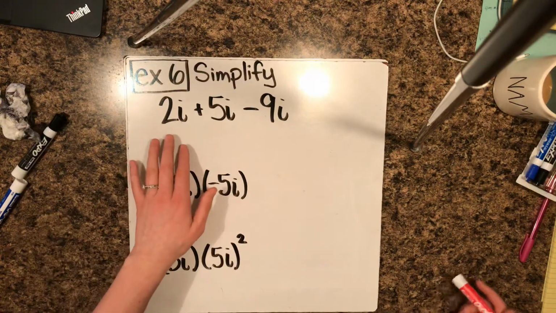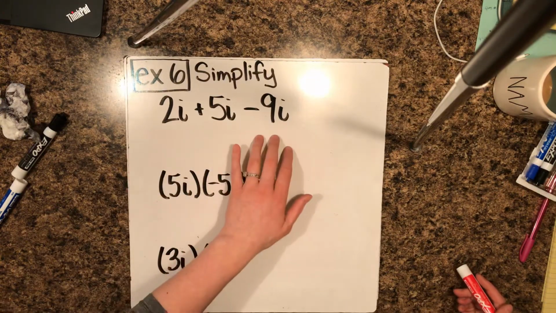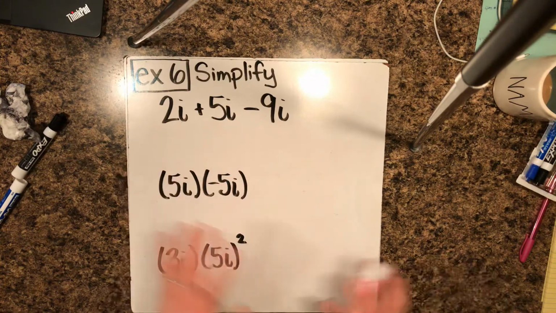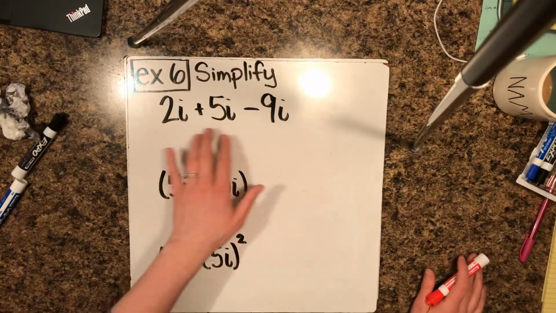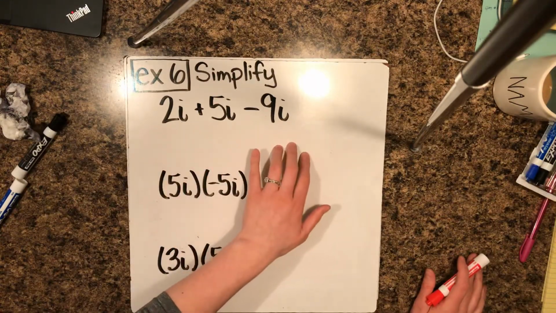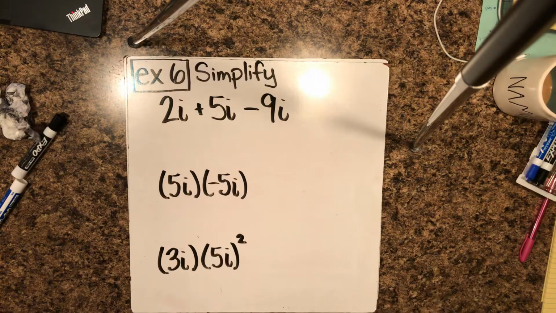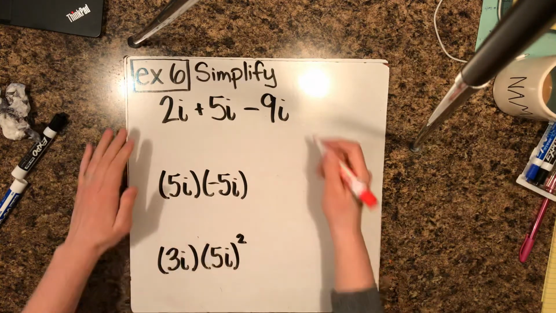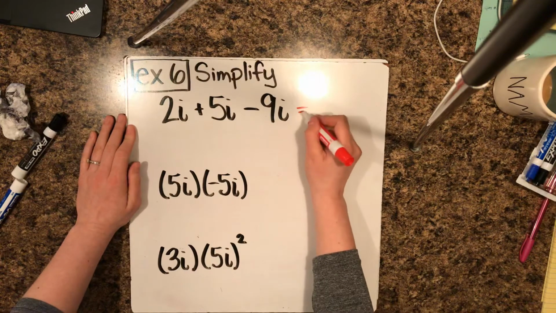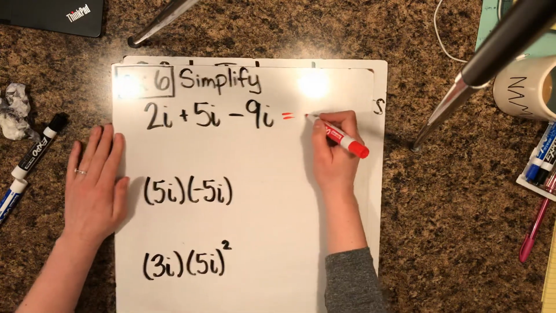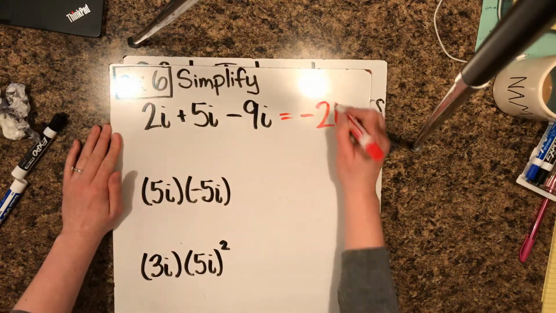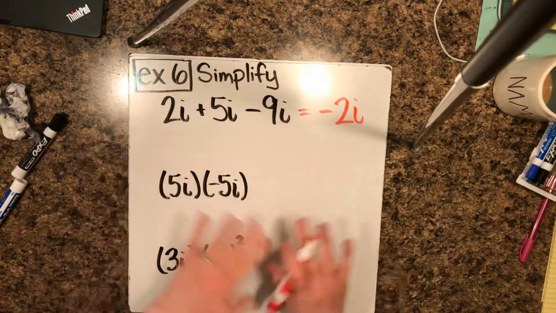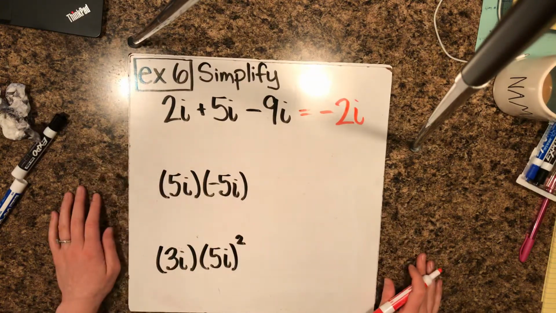So here, 2i plus 5i minus 9i would be exactly the same as if this said 2x plus 5x minus 9x. You guys knew how to do this before you knew anything about imaginary numbers. 2 plus 5 is 7. 7 minus 9 is -2. So -2i is what that is simplified. Same as it would be if that was any other variable.